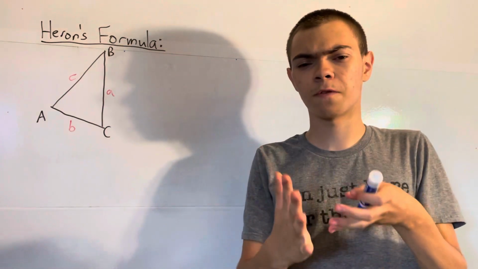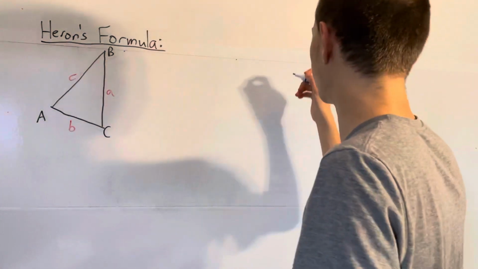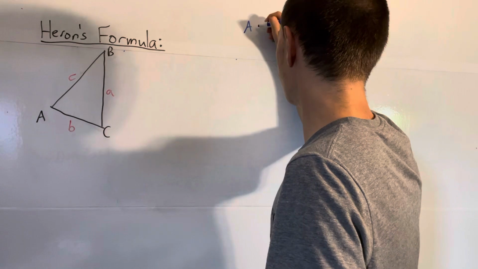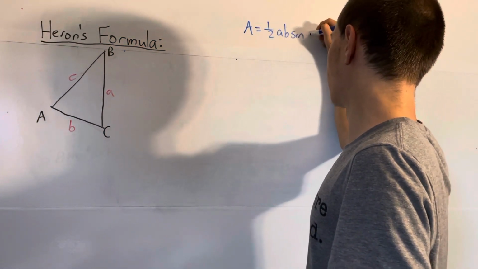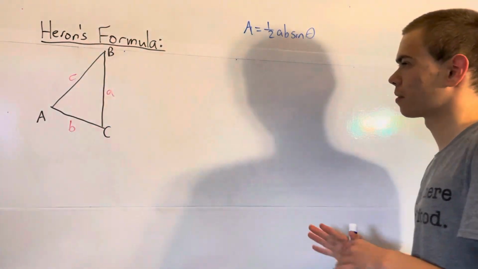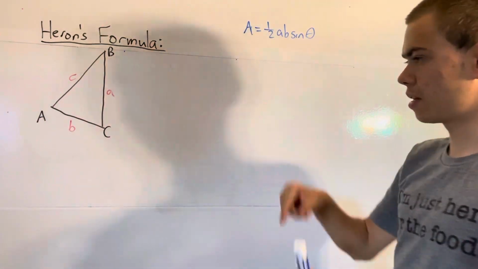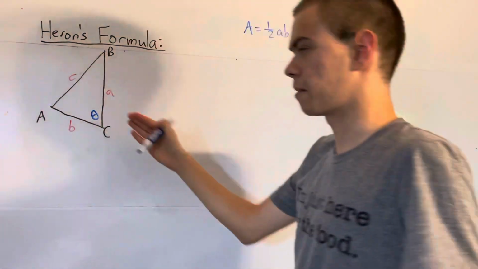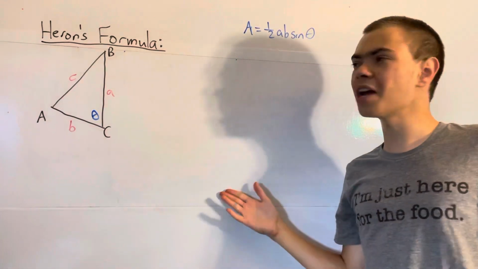And so, how can we derive the area of a triangle in terms of just the three side lengths? Well, we could start with something that we know about the area of a triangle. Another way to express the area of a triangle is 1/2 AB sine of theta, right? That's one way to express the area of a triangle. And theta is the angle between A and B. So between A and B, this angle right here would be theta. That's pretty much what theta is.